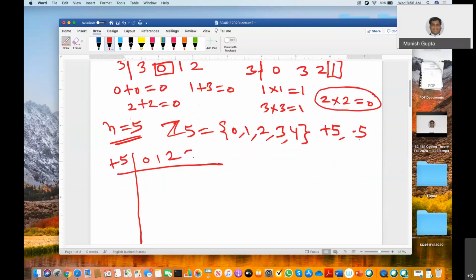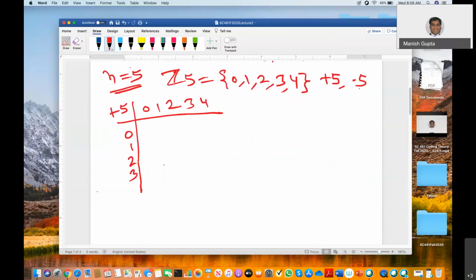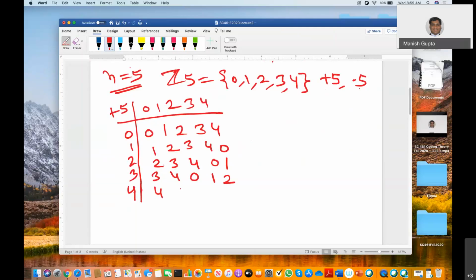0, 1, 2, 3, 4. So 0 plus 0 is 0. 0 plus 1 is 1. 2, 3, 4. 1 plus 4 is 5, which is 0. 2 plus 3 is 5, which is 0. 2 plus 4 is 6, which is 1. 3 plus 2 is 5, which is 0. 3 plus 3 is 6, modulo 5, which is 1. 4 plus 1 is 0. 4 plus 2 is 6, modulo 5, 1. This is how we add with respect to addition.